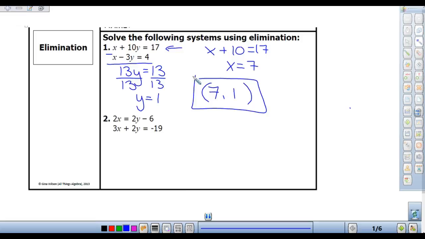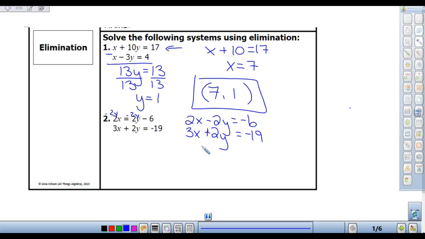Okay. What's wrong with number 2? They're not lined up. So how can I get that top one lined up? Subtract 2y. Yep. Very good. So we're going to subtract that 2y. So I have 2x minus 2y equals -6. And then on the bottom, I still have 3x minus 2y equals, that is a plus 2y. Thank you for correcting me.